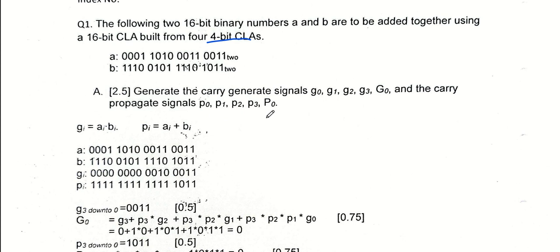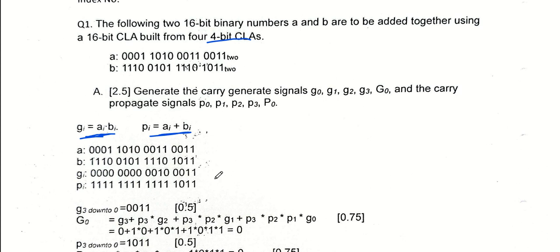Now, the thing is, you are fortunate, right? The formulas for g and p are simple. g means AND of the two inputs. Any g means AND of the two inputs, and any p means OR of the two inputs. So that's all, right? So for example, g0 means evaluate for this first 2 bits. So when I AND 1 and 1, what do I get?